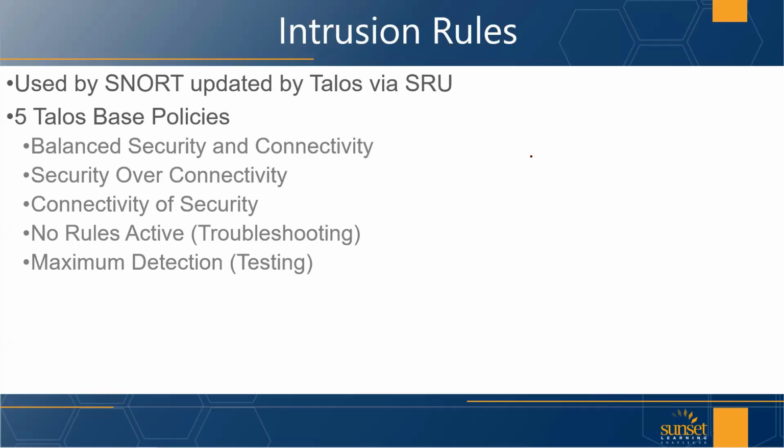All right. Intrusion rules. So intrusion rules are used by SNORT and updated by Talos via the SRU, which is your SNORT rule update. There are 5 base policies that SNORT has. So balanced, security over connectivity, and connectivity over security. No rules active, which you use for troubleshooting maybe, and max detect, which you don't use. In the balanced, so basically it changes, but you can say roughly security over connectivity has roughly 16,000 rules in it it's looking at. Balanced is somewhere around 11,000.